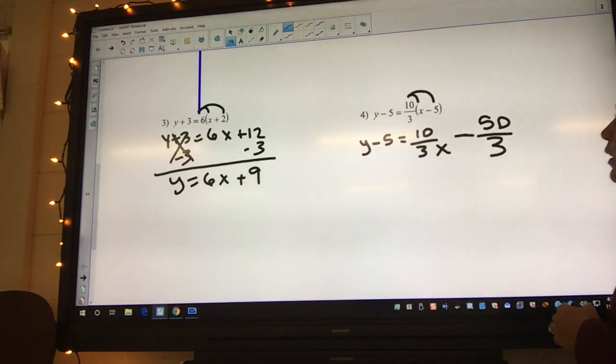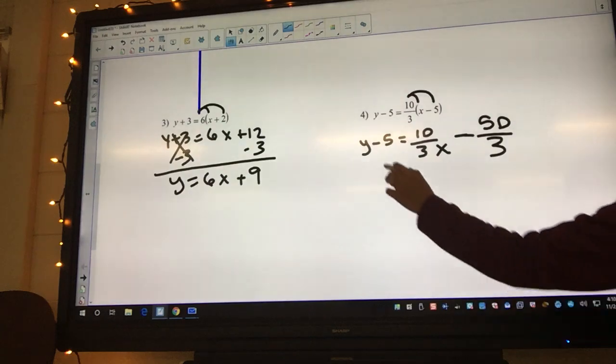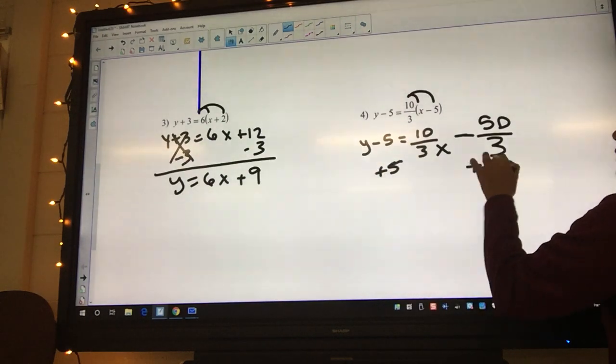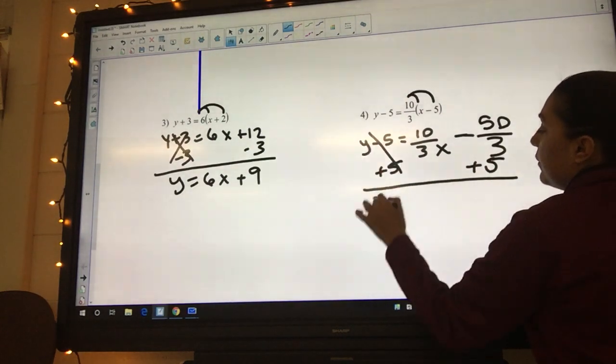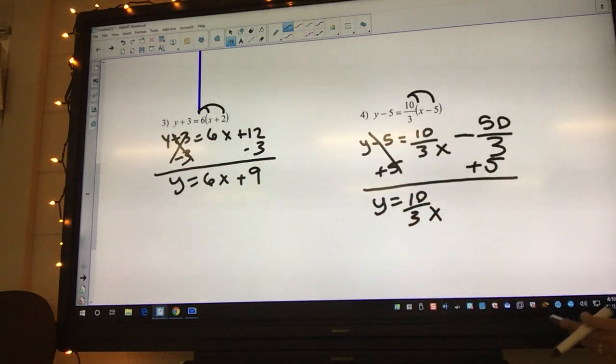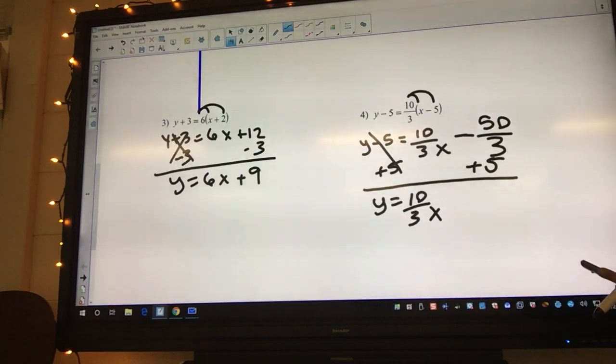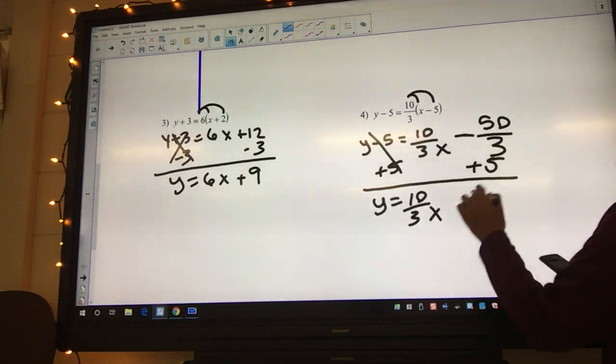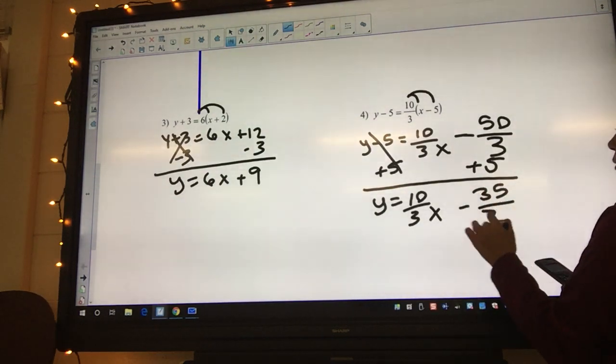And then our very last step is going to be to add 5 to both sides. So y equals 10 over 3x, and then we can say negative 50 over 3, and it's going to be plus 5. It's going to be minus 35 over 3.